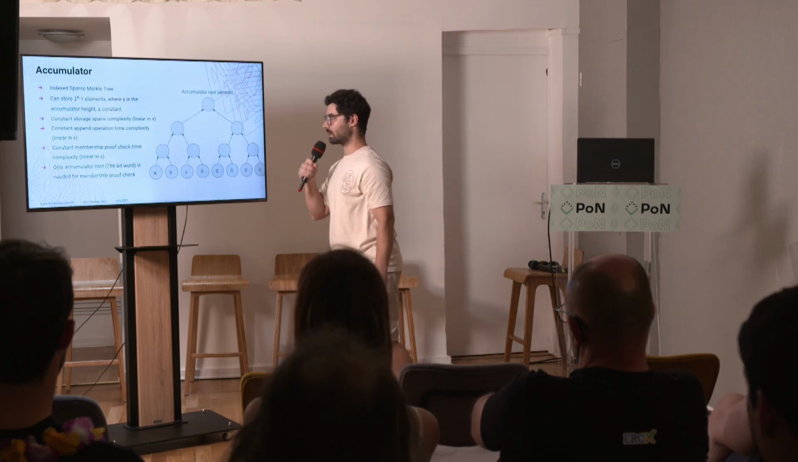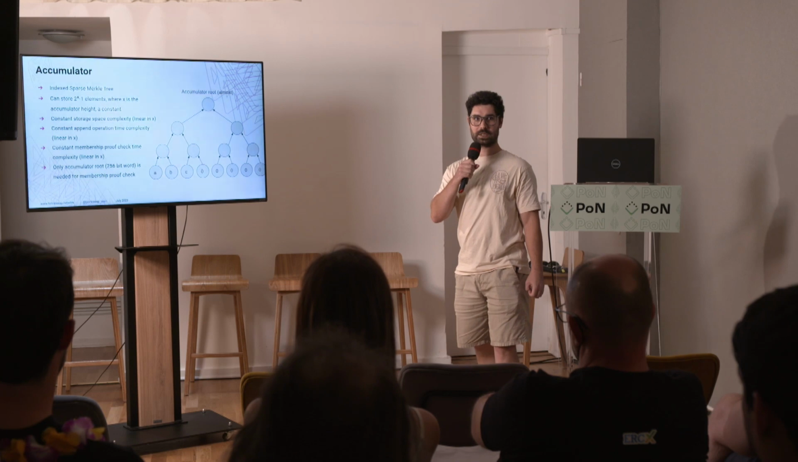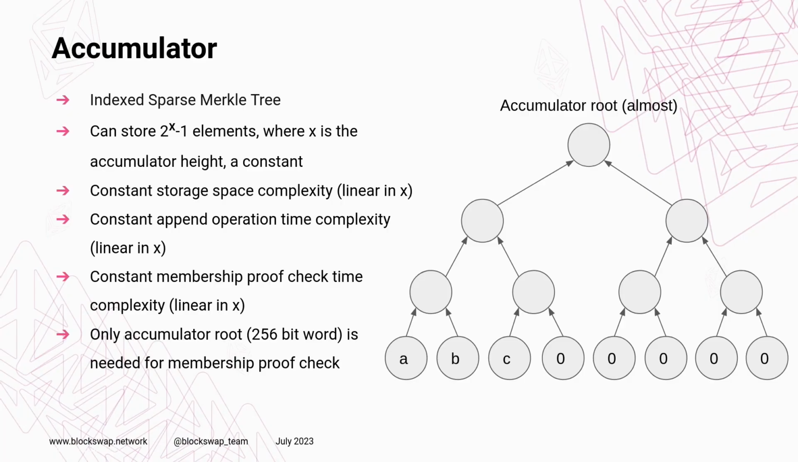It's only using a constant amount of storage space in order to do this, because x is a constant. Once the accumulator is deployed, x is a constant, and it uses space linear in x, so constant space complexity. The append operation is also constant time, and the membership proof checking is also constant time. The accumulator root up here is what we use to do the membership proof checking, and it's just one word which the transport layer needs to take care of. So it's as minimal as we could hope for, I would say.